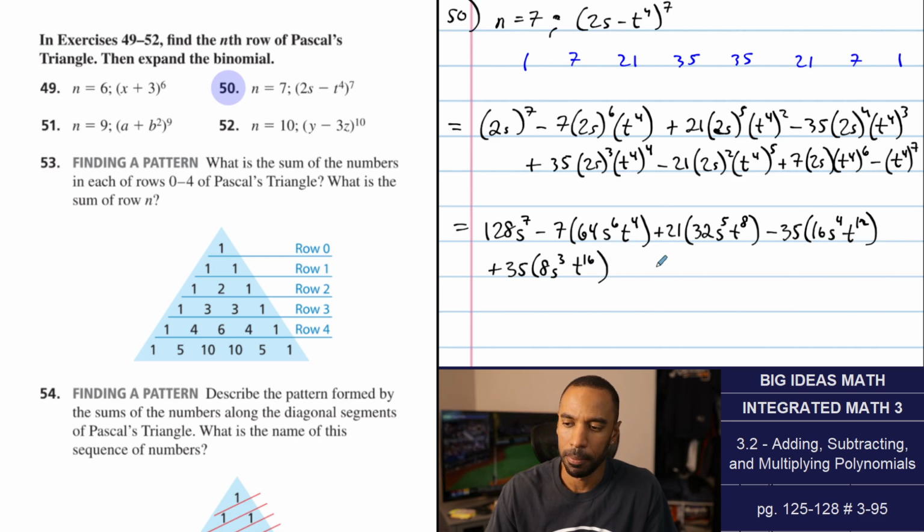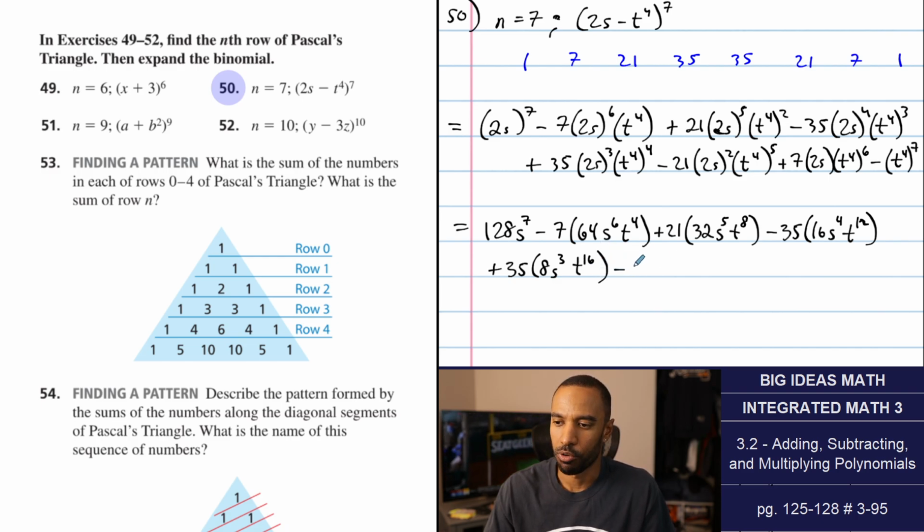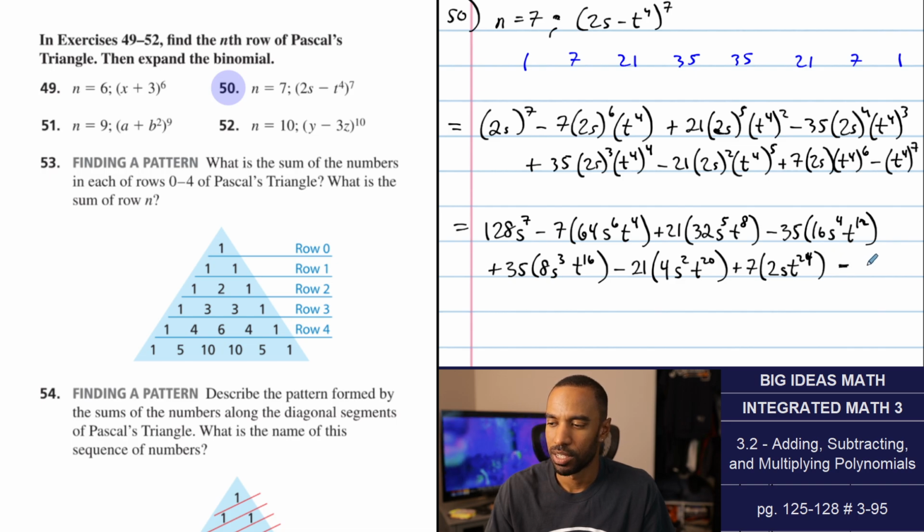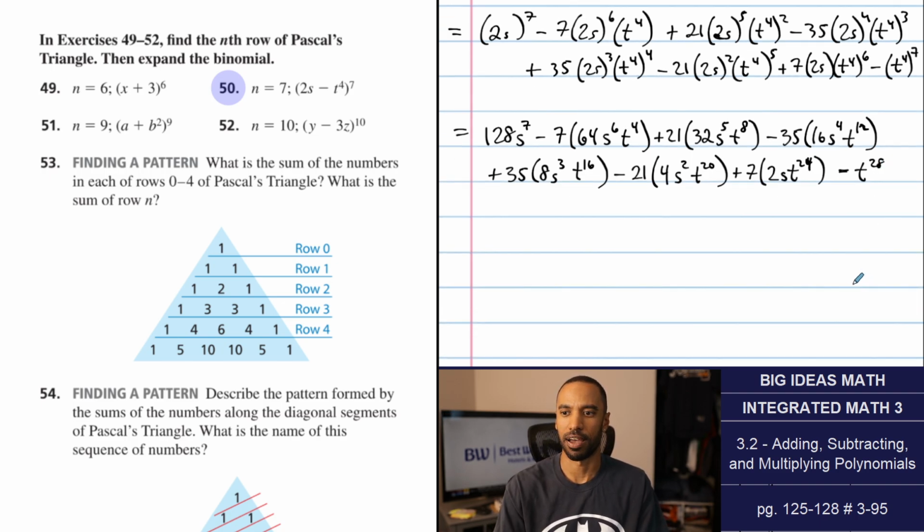These t's will get big, not as big as some of these coefficients. Minus 21 times 4, s squared t to the 20th. Plus 7 times 2, s times t to the 24th. That's a 4. Minus t to the 28th. Okay, last step. I still have to write them on 2 lines, I think.